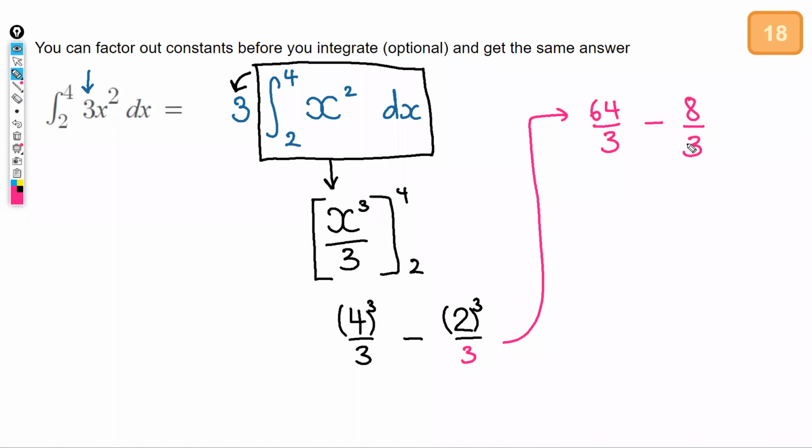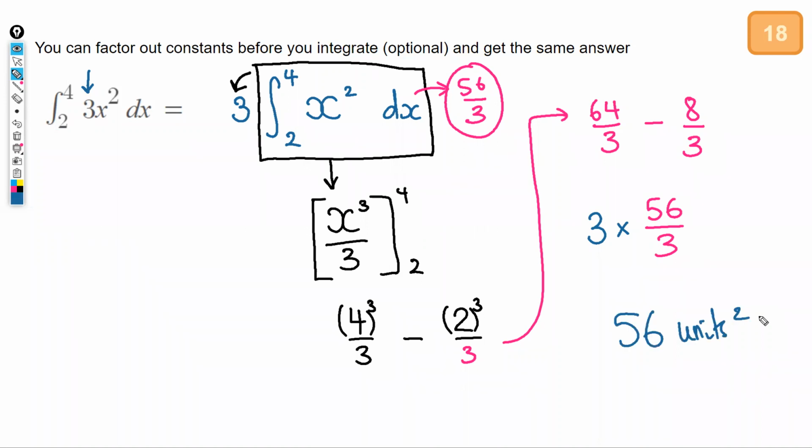64 on 3. You're going to get 56 on 3. Well, for this part here, when you work it out, you're going to get 56 on 3. But remember, when you get your final answer, you still have to multiply that final answer by the 3 weighting on the outside. And the 3 will cancel out to give you 56 units squared.